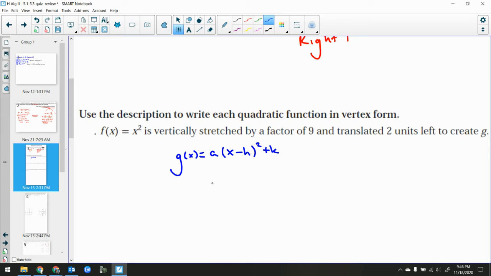All right, so if it's vertically stretched by a factor of 9, that means my a value is 9. Translated 2 units to the left: (x plus 2) squared. So let's call it g. Why not? Okay. And then there's no plus or minus k out there.